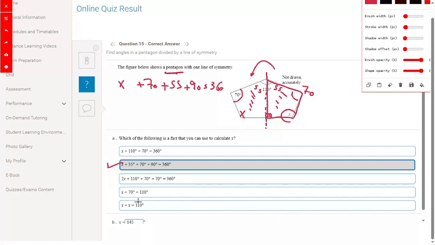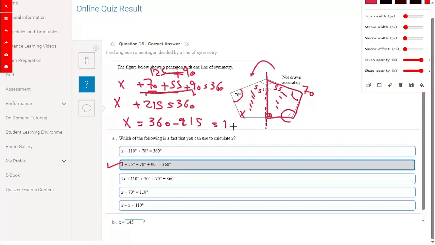Now for number B, he needs x, so it's very simple. So here let's find x. 70 plus 55 will be 125, plus 90 will be 215, equal to 360. 215 will go to the other side, so x will be 360 minus 215, which is equal to 145. Okay.